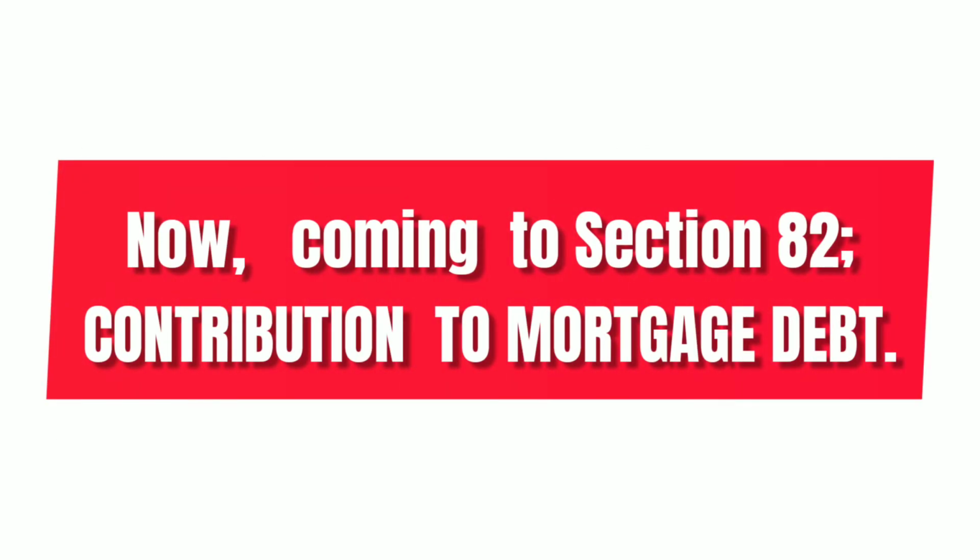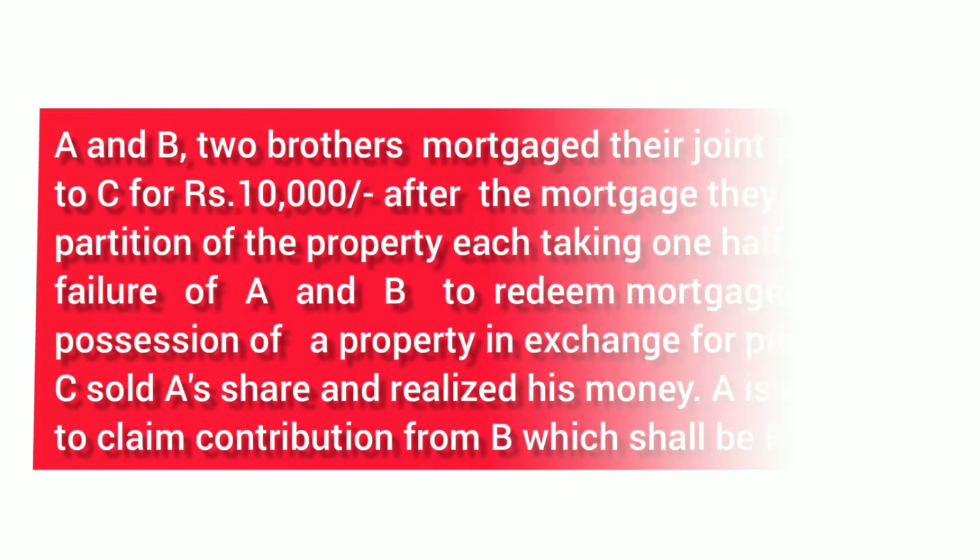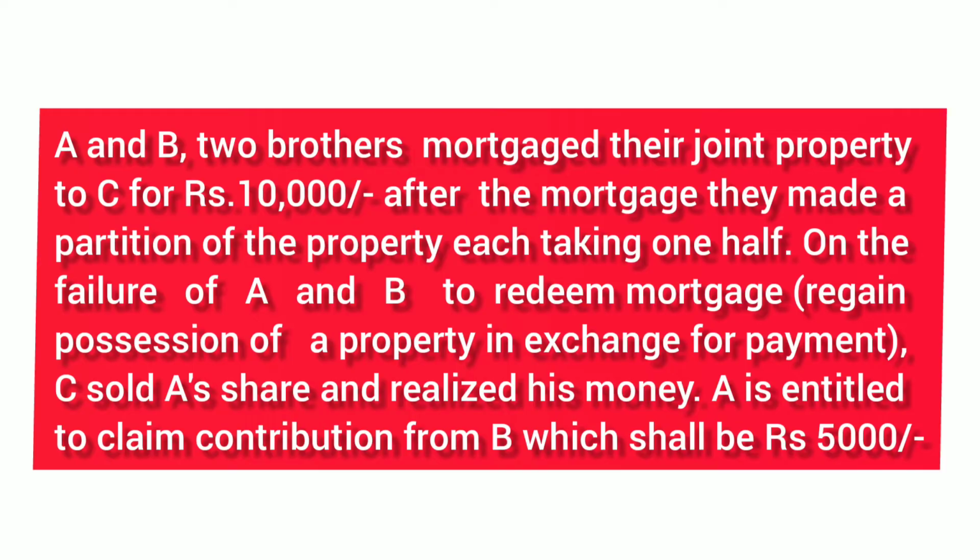Now coming to section 82, contribution to mortgage debt. Let me simplify this too with the help of an illustration. Let us see here, A and B, two brothers, mortgaged their joint property to C for rupees 10,000.